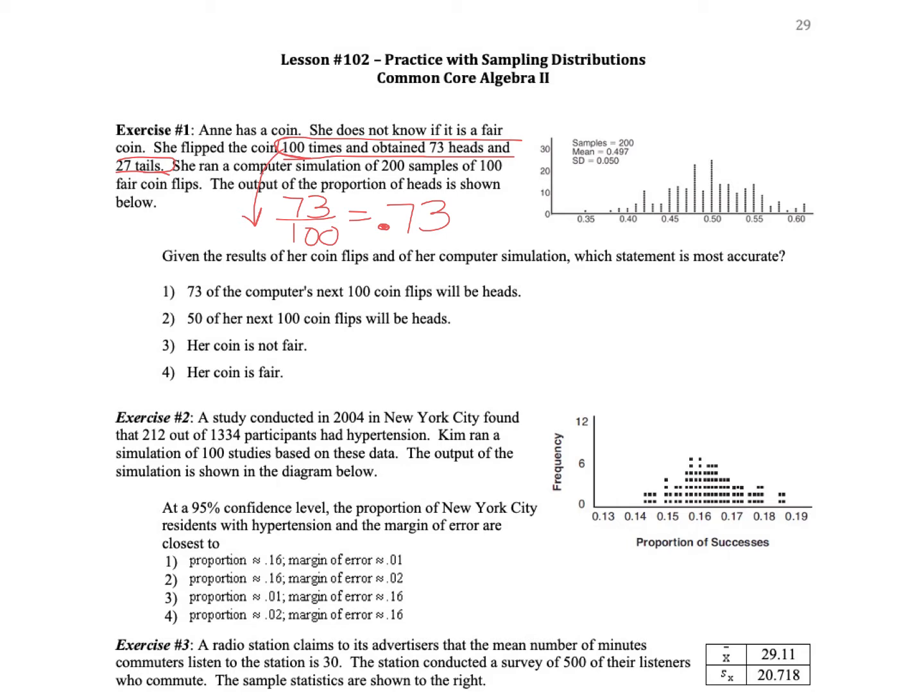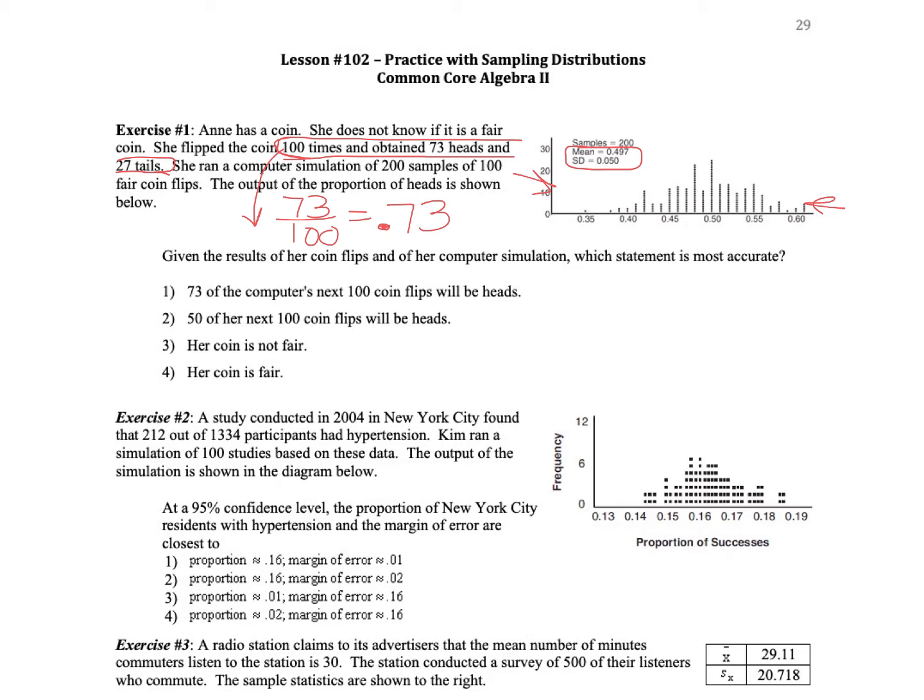So she ran a computer simulation of 200 samples of 100 fair coin flips. They're hard to see, but there are 200 dots. Each of them represents 100 fair coin flips, which a computer can do very quickly. The output of the proportion of heads is shown below. Now, we know that we could cut dots off both sides, but they gave me the mean and standard deviation. So when we have that option, we use that to find a confidence interval.